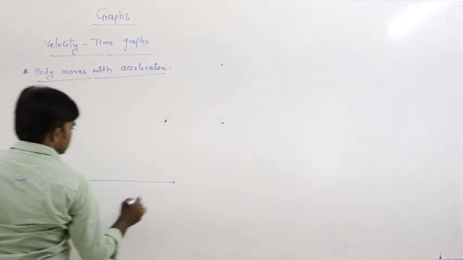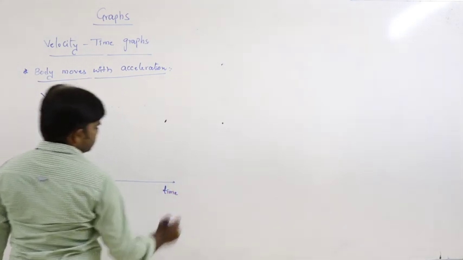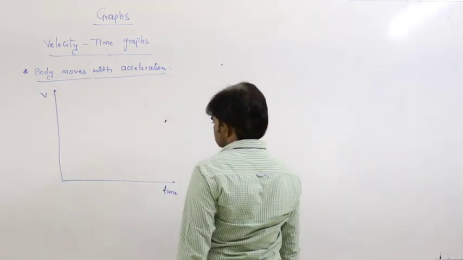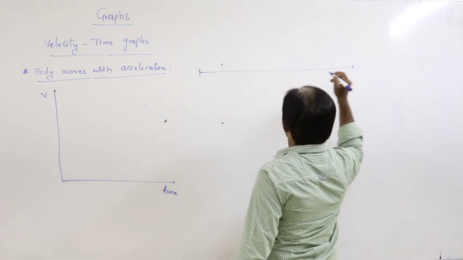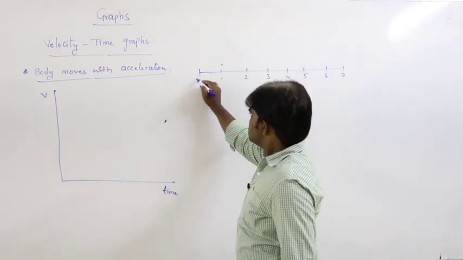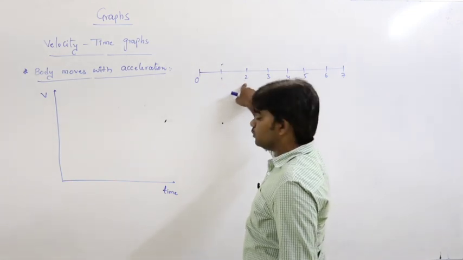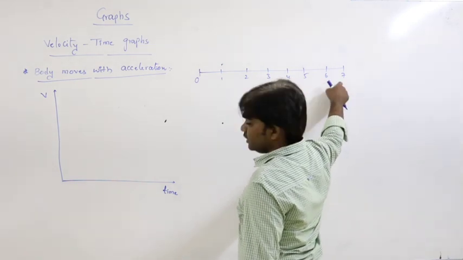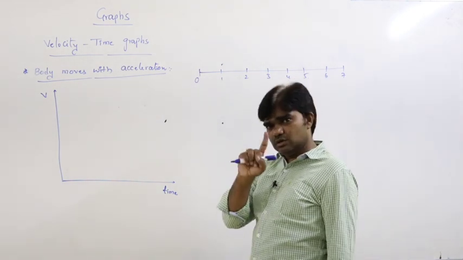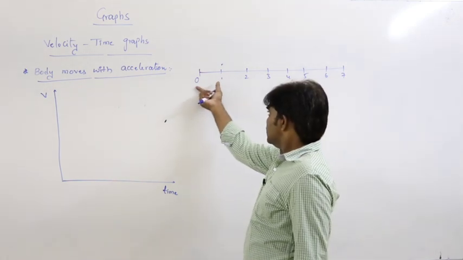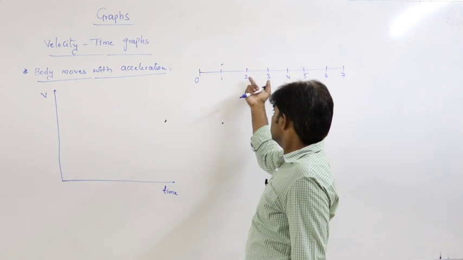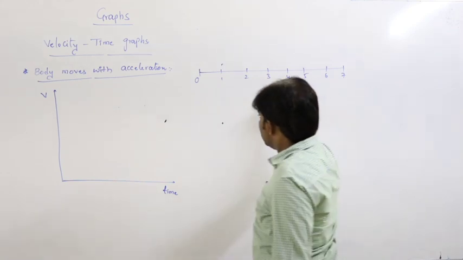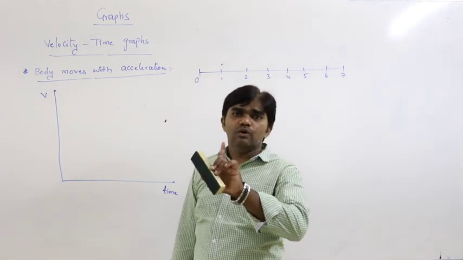See here. This is velocity and this is time. For example, equal changes in velocities. Let us say 0, change 1, again change 1, 1, 1. In each and every situation, the change is 1 meter per second. Here the velocity changes from 0 to 1, 1 to 2, 2 to 3, 3 to 4, 4 to 5, 5 to 6, 6 to 7.